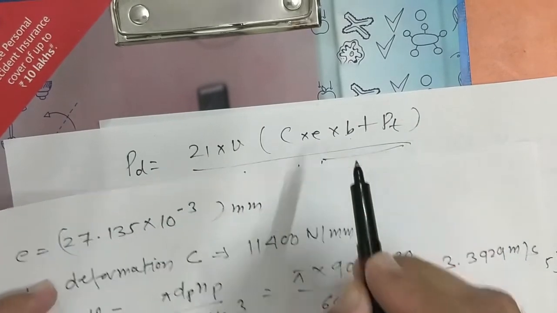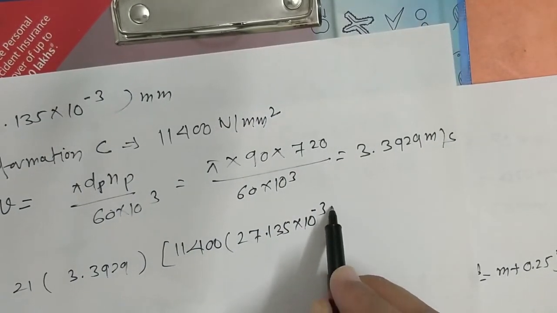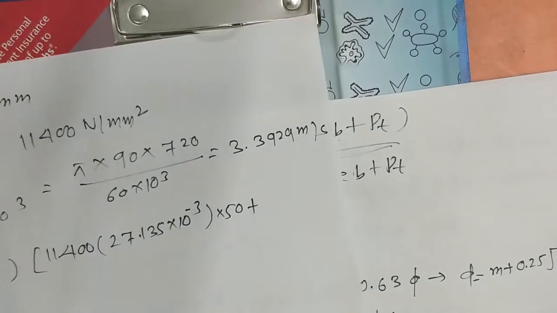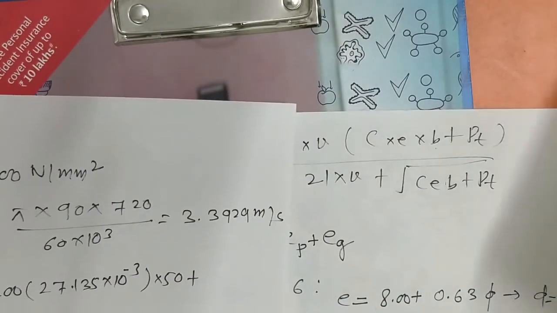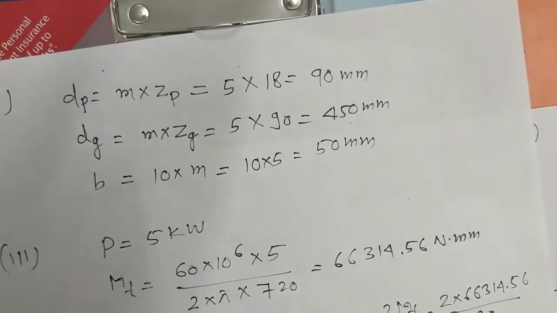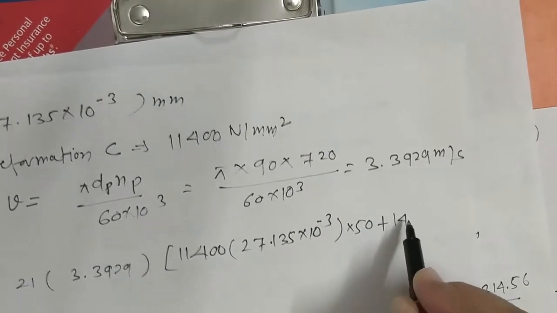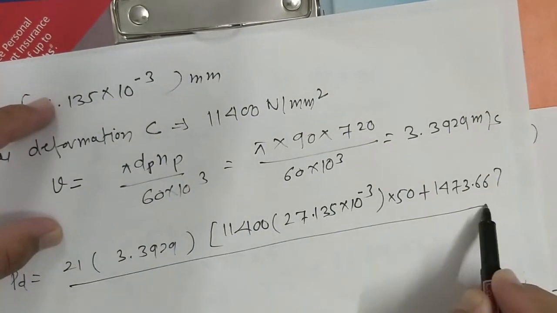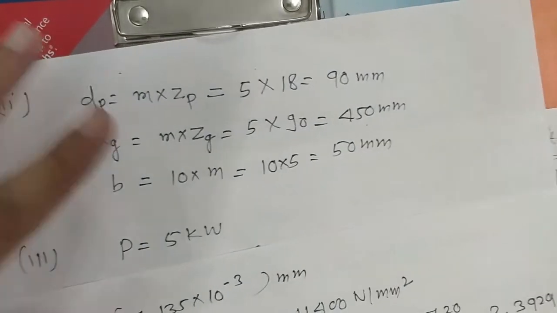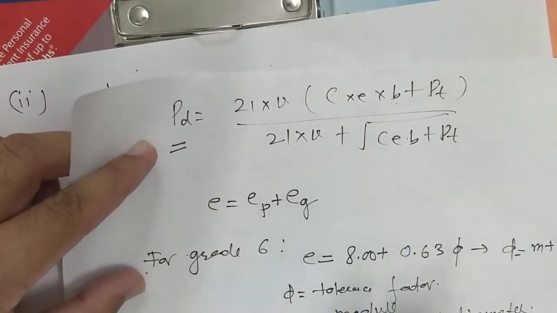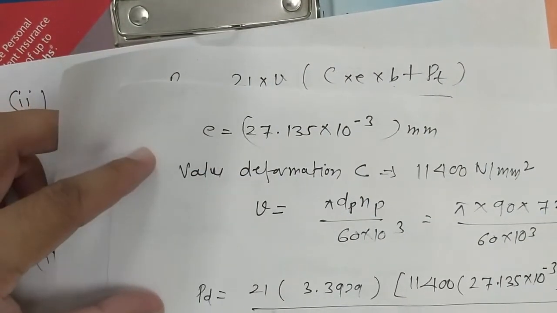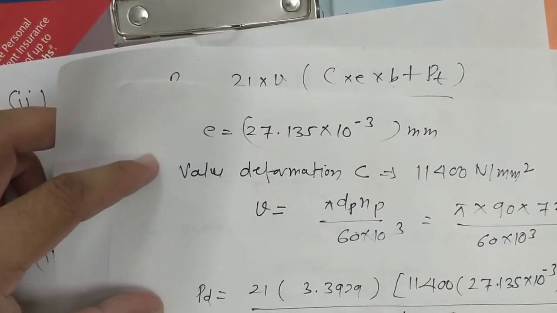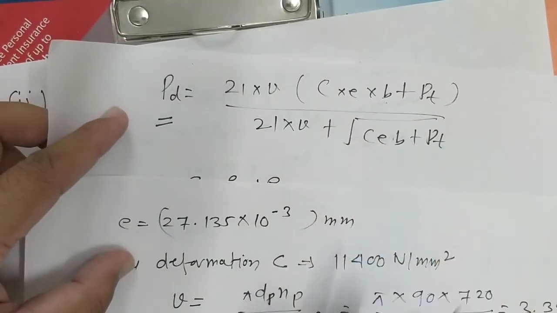multiplied by face width B. So face width is 50 plus PT. PT we have calculated as 1473.66. So this is 1473.66 divided by, this is our formula, 21 times pitch line velocity. So 21 multiplied by 3.3929 plus under root of CEB plus PT.